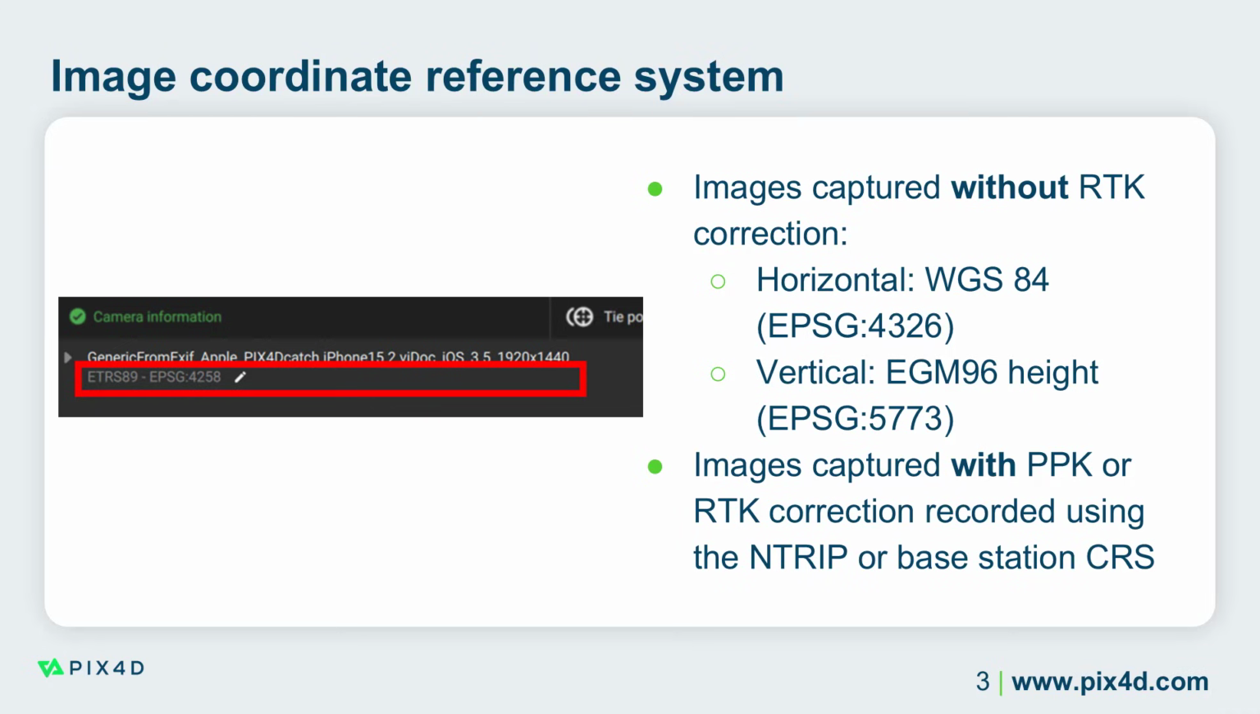When the necessary values are not included in the image's metadata, or you are working with a PPK workflow, you can upload a CSV or TXT file containing the image geolocation information. To learn more about how to do so, please consult the Pix4D Technical Support Knowledge Base.